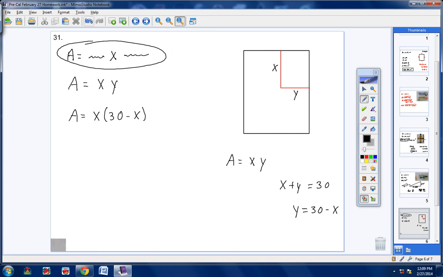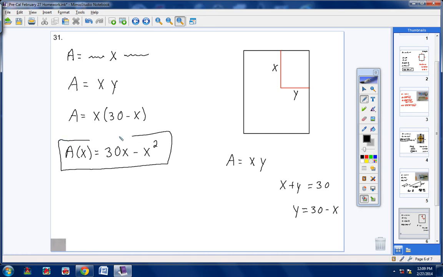Now, the only thing you have to do is write it in functional notation. So I have an a here, and x is over here. So I write a of x equals 30x minus x squared. There, I did it. Part A is complete. I wrote area as a function of x. Okay? Very good. Now, part B says use the graph, find the domain of the function.